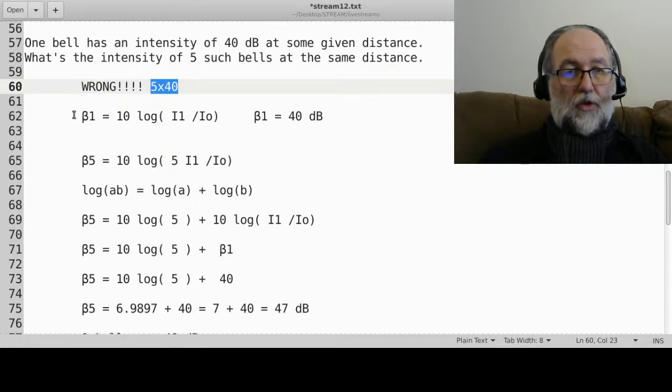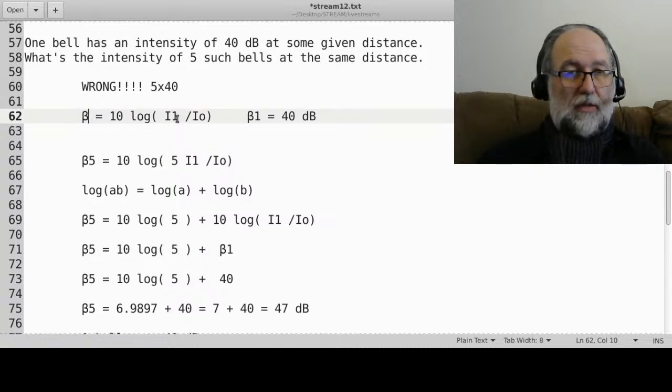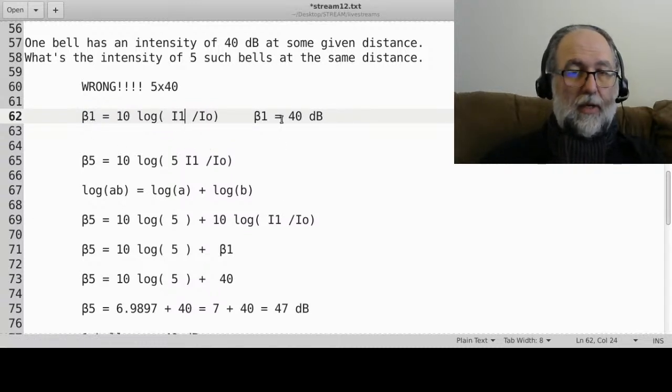That's wrong. Okay, what you do is go back to this formula and you say, you know what? Let me write that formula. Originally the formula is this, but let me apply it to just one bell. So I'll call that beta 1 and I1. Beta 1, I told you, is 40. Okay, so you say, well, what's it going to be for 5 bells?